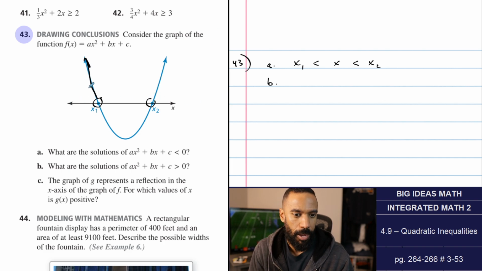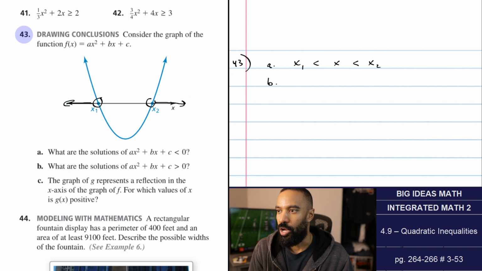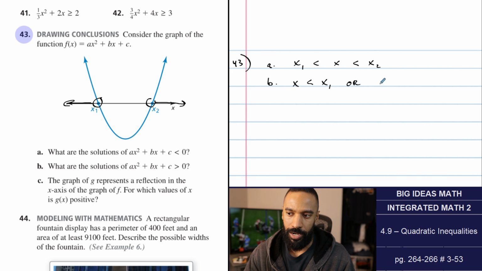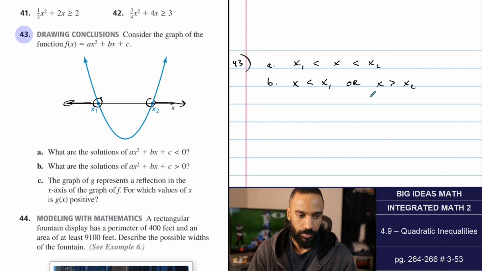I probably shouldn't be doing it up on the curve. I should be doing it more like this. Boom. I think the notes kind of did that. And boom. So x is less than x sub 1 or x is greater than x sub 2.